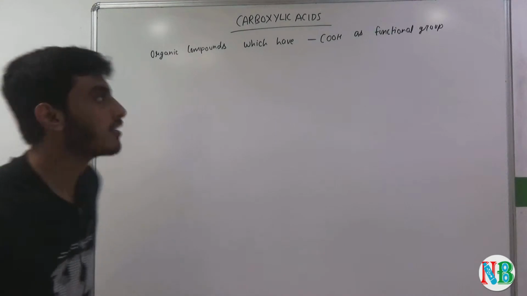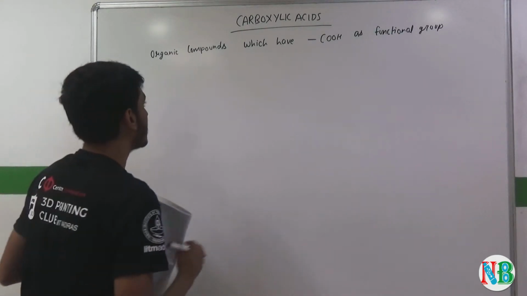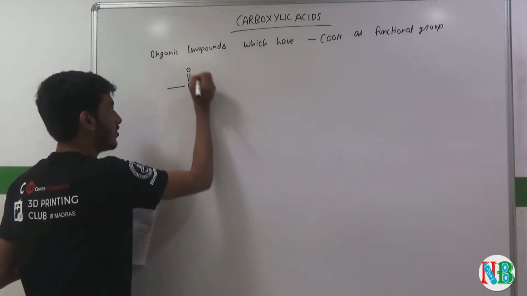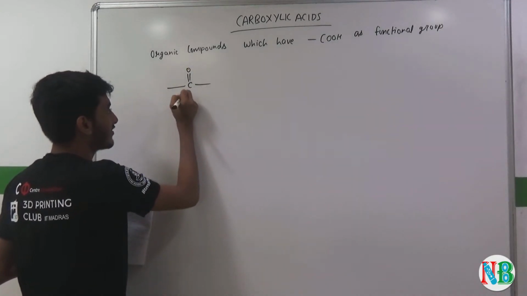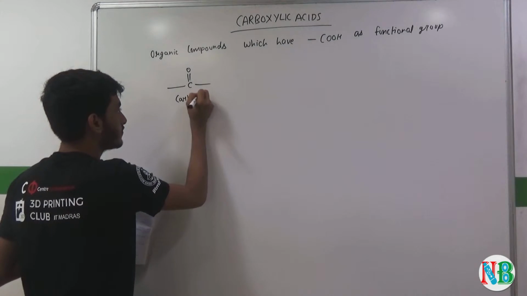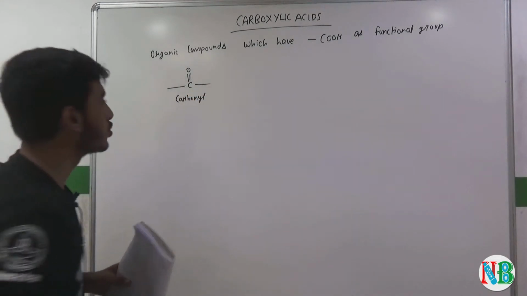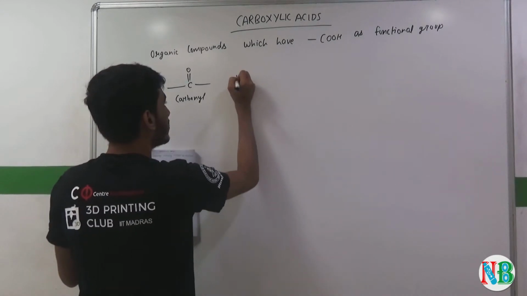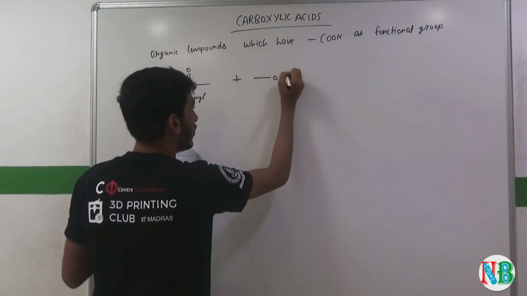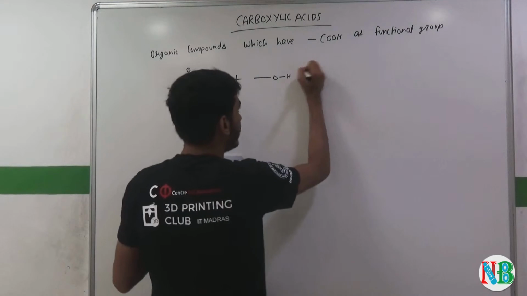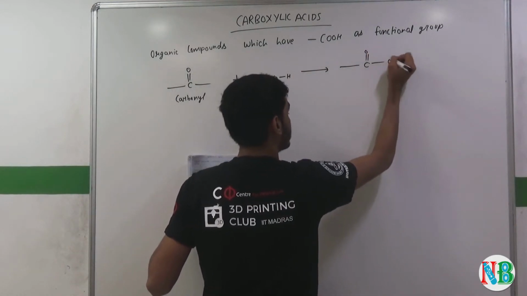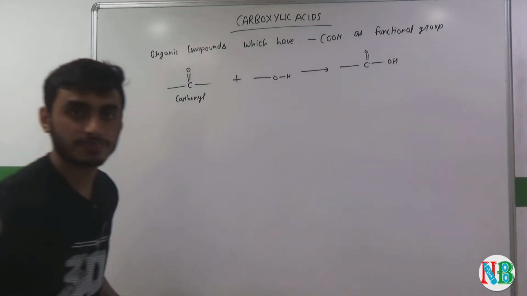Now, how are they formed? Suppose you have some aldehyde or some kind of a carbonyl group. Now in this group, if you just replace this part with an alcohol part, an OH part, finally you get COOH. Simple.